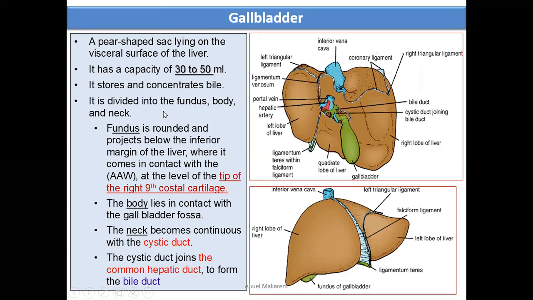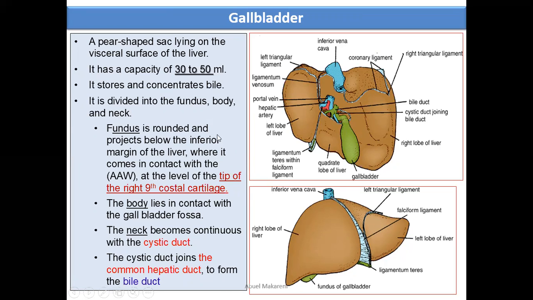It is divided into fundus, body and neck. The part which is below the inferior margin of the liver is called the fundus. The remaining part is the body, and the neck is that part where it opens into the cystic duct. That is called the neck of the gallbladder.